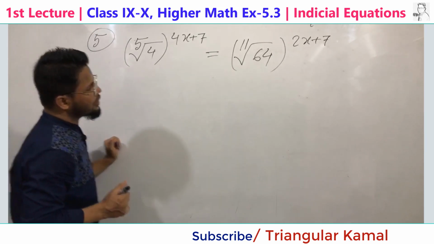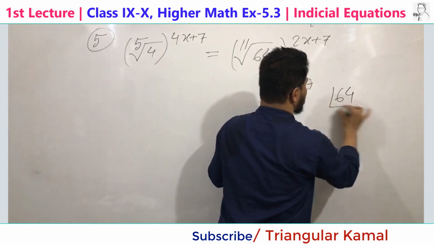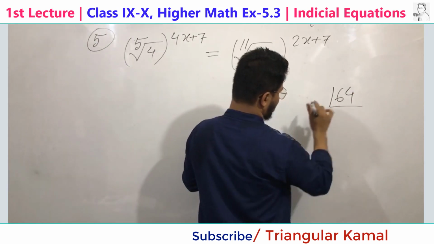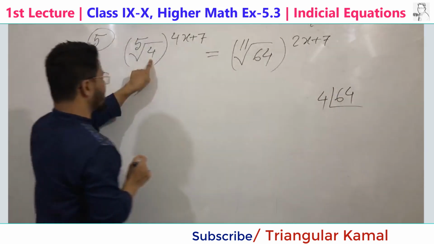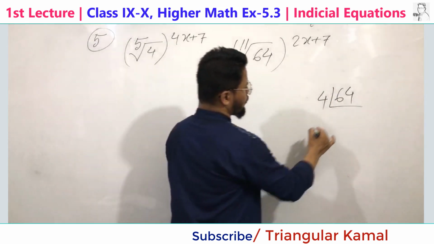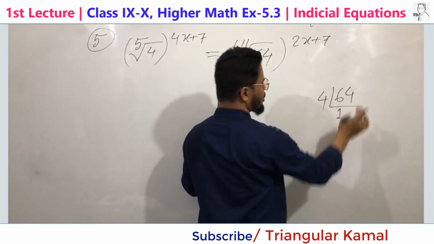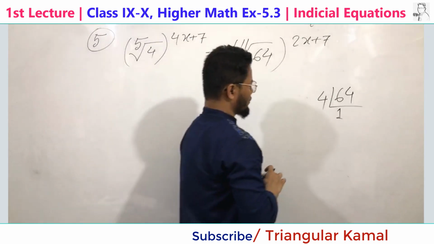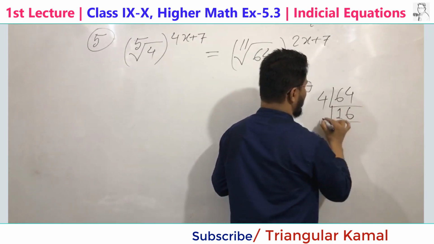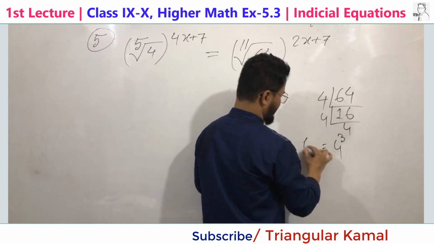Okay, dear students, first give attention. This is the 64. We can divide it by 4, because the base number on the left side is 4. So 4 on the 4, and then the remaining 2, 24, 6, and then 4 and 4. So we can write 4 cube as 64.